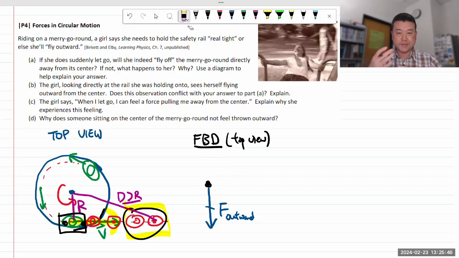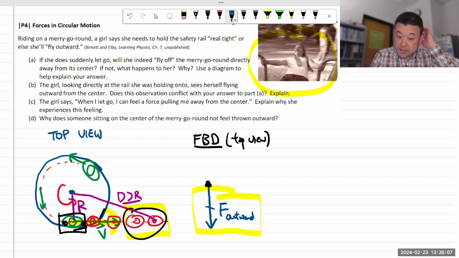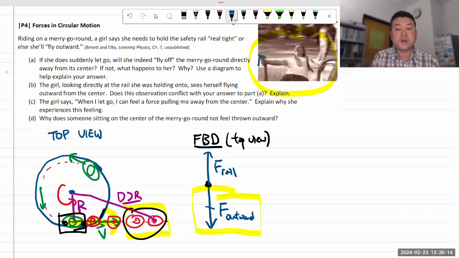Now, if this explanation sounded convincing to you, then this is what I want you to consider. What force is there that's actually pushing the girl outward? Imagine this picture. I think it's quite easy to imagine what this rail force is. That's the contact force between her hand and the rail touching. That's where the rail force comes from. That's holding her in.